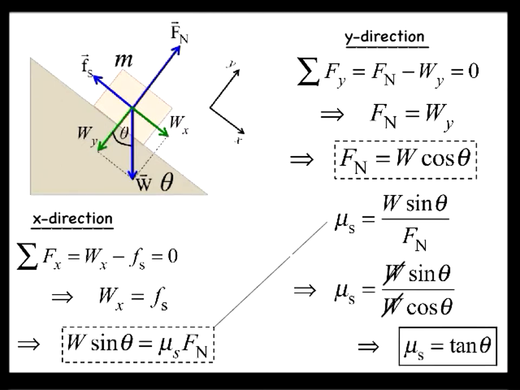In this example, we have applied the equilibrium conditions to the case of a box being held in place by static friction. However, the systematic approach we've laid out here can be applied to any physical system in translational equilibrium.